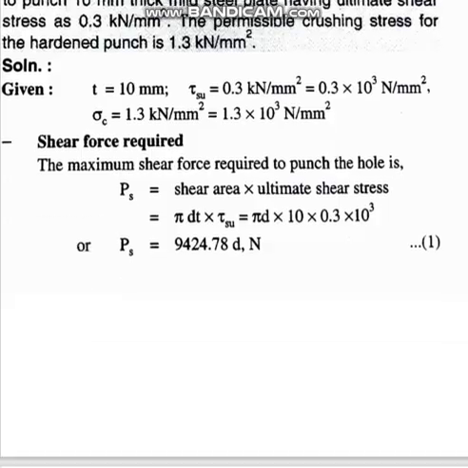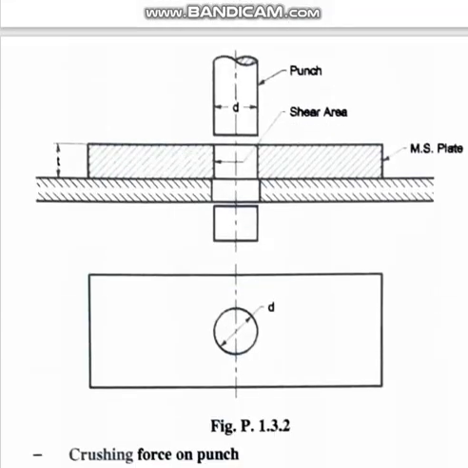The permissible crushing stress for the hardened punch is 1.3 kilonewton per mm square. Okay, now you come here. Here there is a diagram. There is a plate in the top view. It is shown like this.